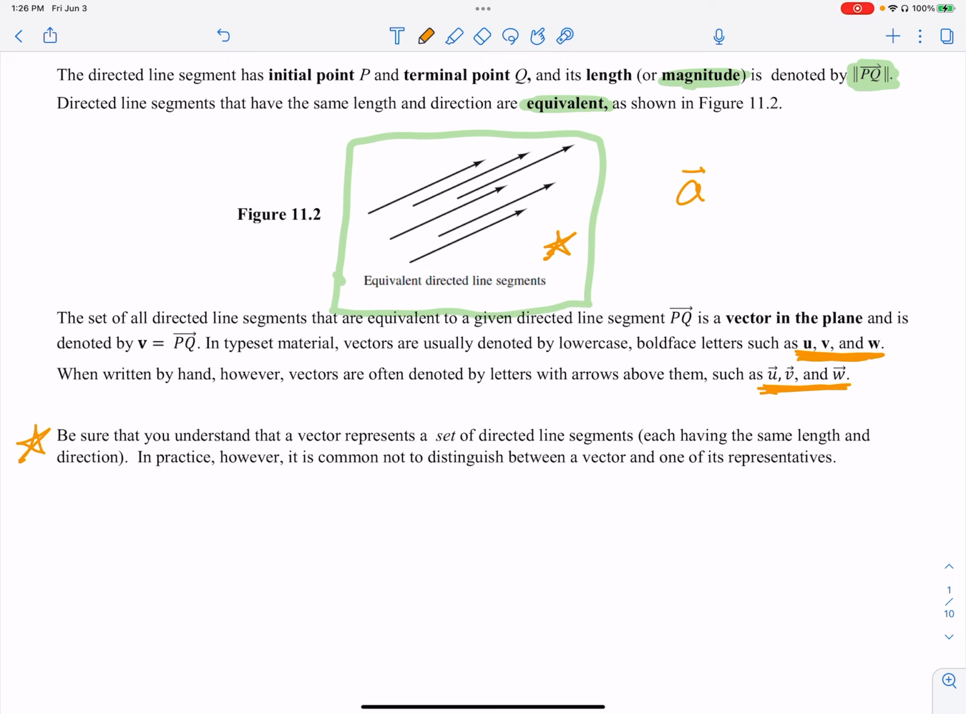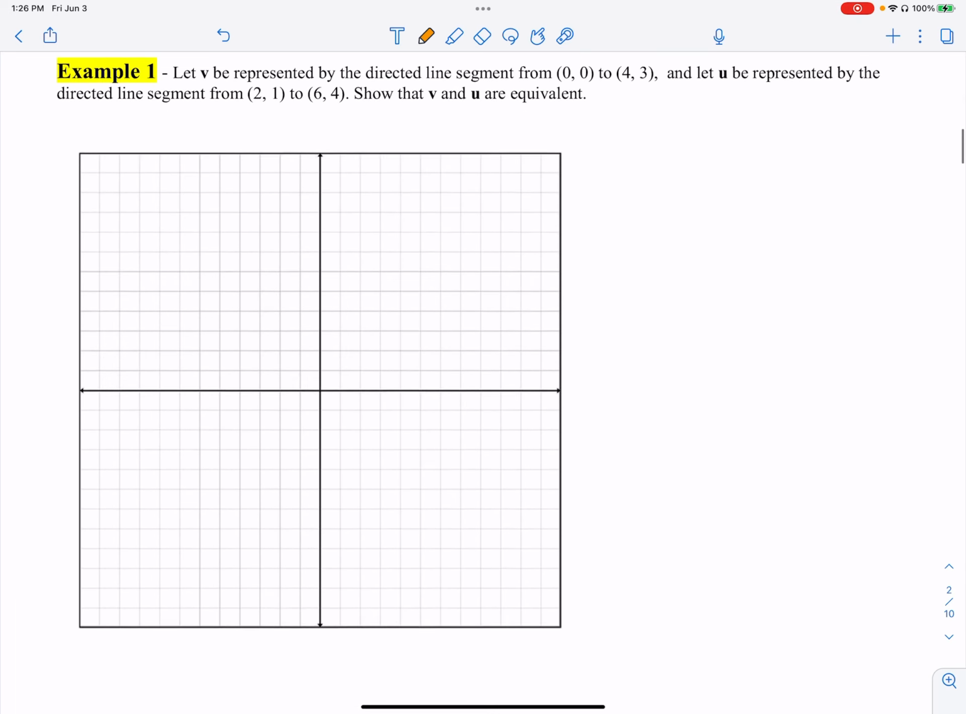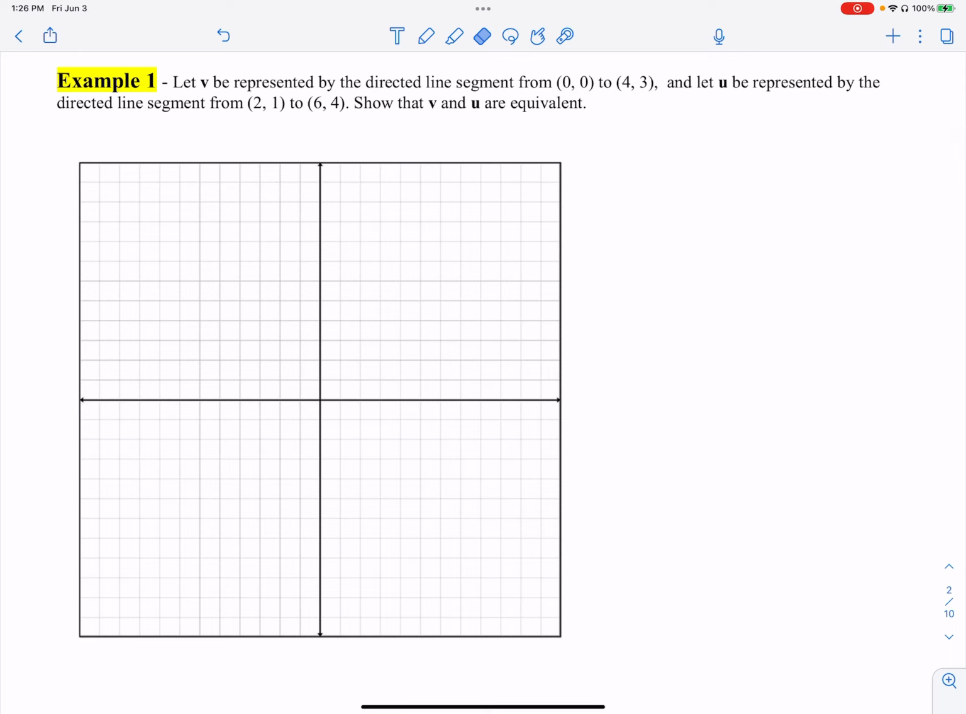All right, let's do an example of just showing that directed line segments are equivalent. So this first example, let V be represented by the directed line segment (0, 0) to (4, 3). Okay, so we have a vector. I'm going to do it in orange. So vector V, and we start here at (0, 0), and we go over to (4, 3). And then there is my vector. So I'm going to draw it here.